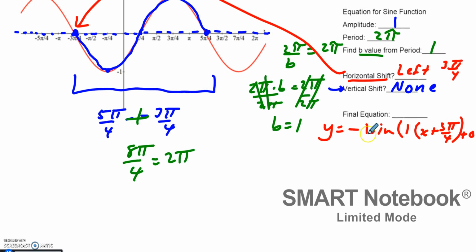Now a lot of you are thinking, do I need to write all this? No. So if I simplify this down a bit, my answer would be negative sine, parenthesis. You could keep the 1 there, but you don't need it. x plus 3 pi over 4, and that's it.